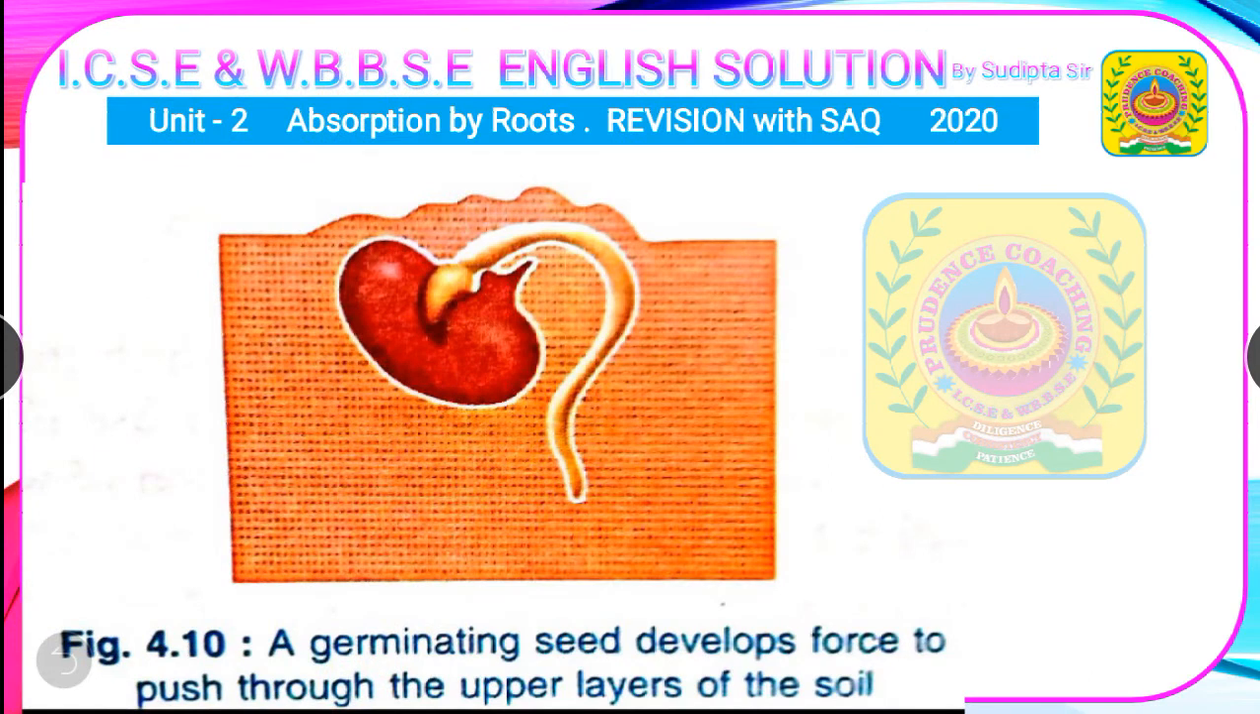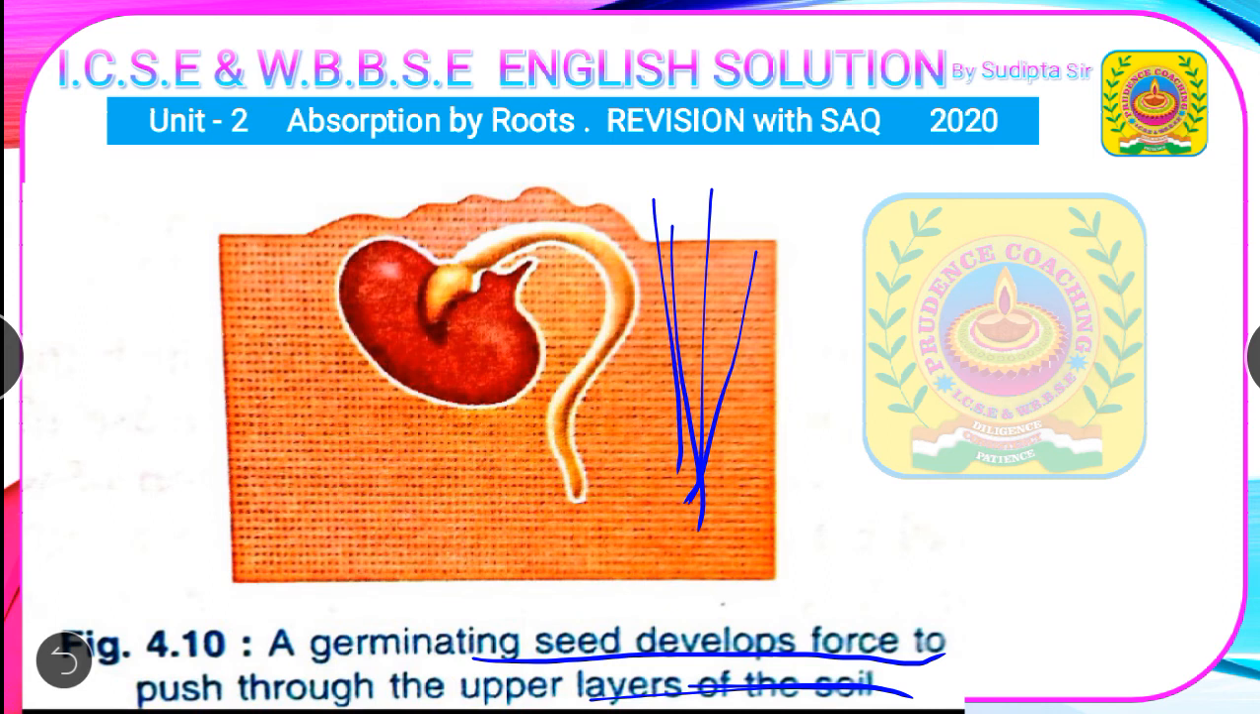You can see this is the germinating seed, which develops force to push through the upper layers of the soil. So this is occurring here. The germination of seeds has been shown in this picture, and due to this, the germinating seed develops force to push through the upper layers of the soil. So this seed will move to the upper layer of the soil due to this turgidity.